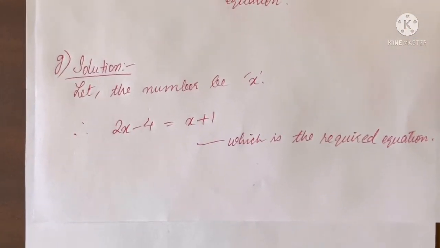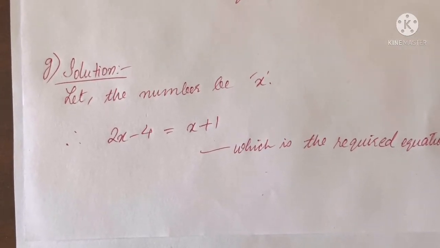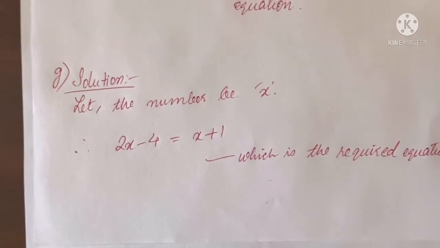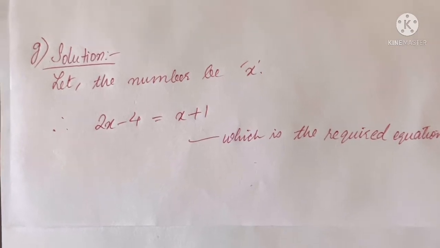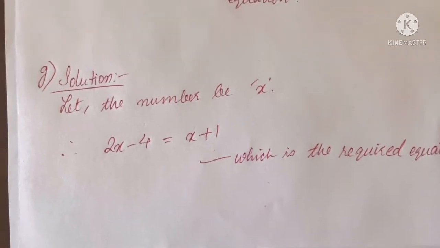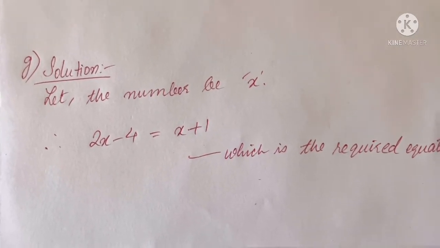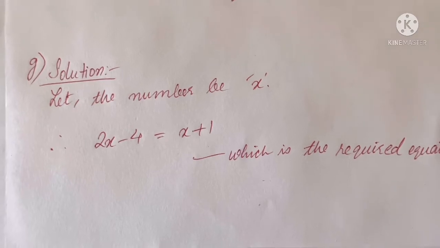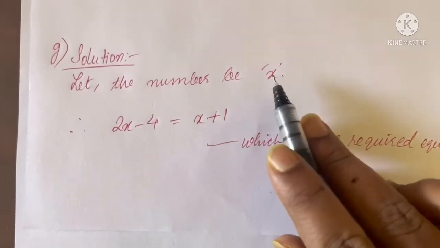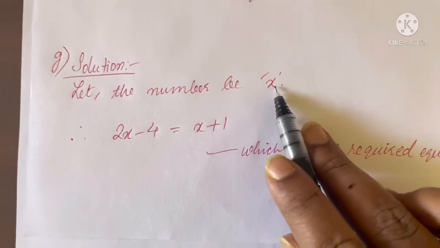In this it has been said that when 4 is subtracted from twice of a number, then the result exceeds the number by 1. So you look into the question and find out which one is the variable. When 4 is subtracted from twice of a number, we don't know which number it is, so we'll consider it to be x. Twice of a number, let the number be x.